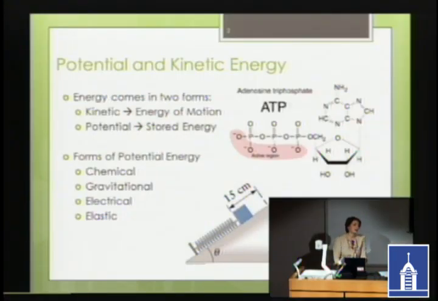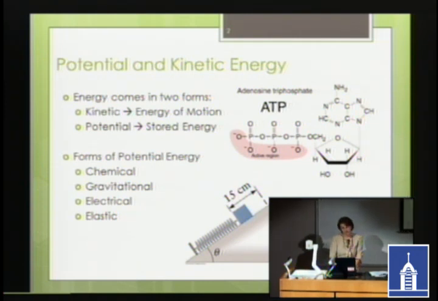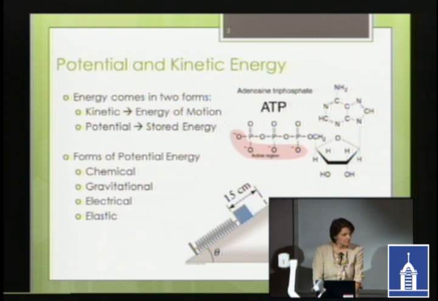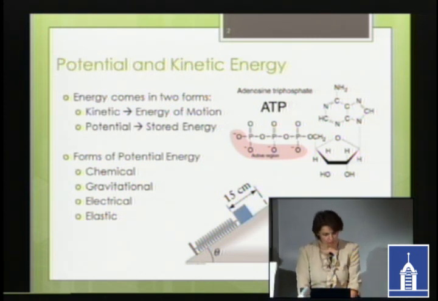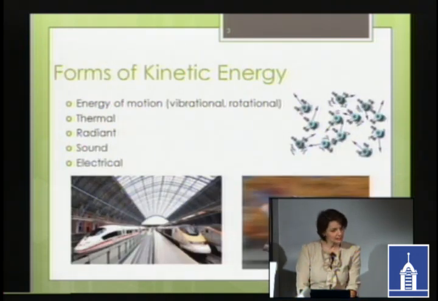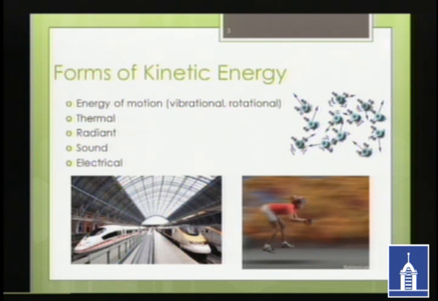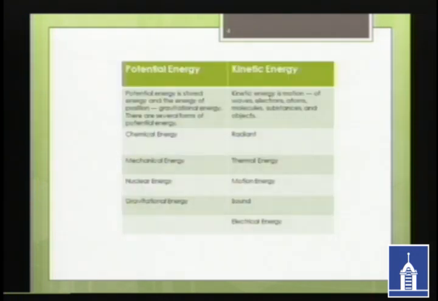So is this what we talked about so far, right? You said that energy can be potential and kinetic, right? And you said that kinetic represents energy in motion and potential is the stored one. Forms of potential energy, you were able to classify them and you said there are chemical, gravitational, electrical, and elastic. Forms of kinetic energy, you said is the energy of motion, which can be vibrational or rotational, thermal, radiant, sound, and electric, right? This is the classification of potential and kinetic.